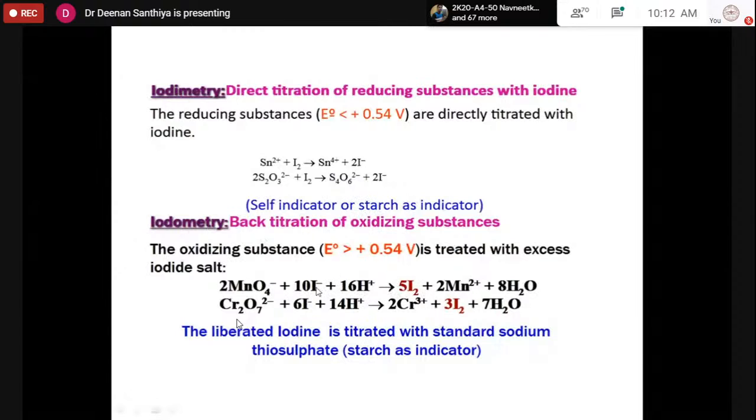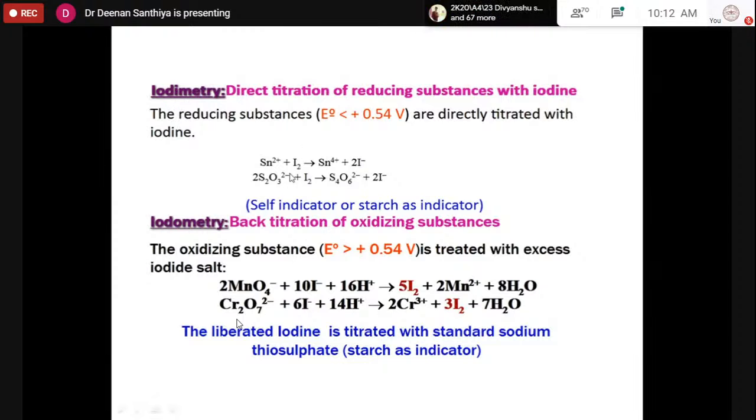Iodometry means iodine is released from iodide. Here potassium iodide is used. Using the potassium iodide, iodine is released. The released iodine is titrated with sodium thiosulfate. This is the difference between iodimetry and iodometry. Got it? Sorry, ma'am. One more time, repeat, please.